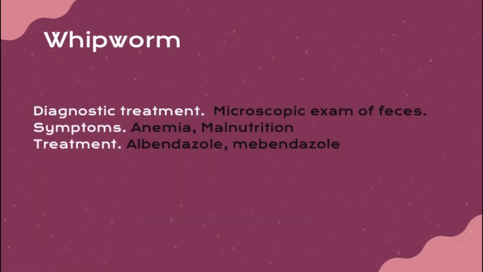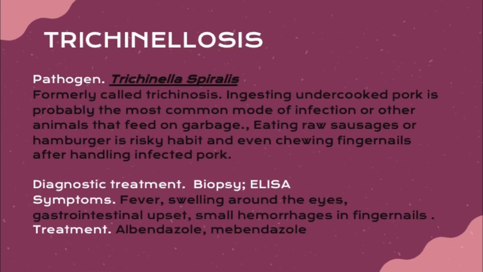That is why trichuriasis can also lead to anemia and malnutrition, resulting in significant weight loss and retarded growth. Diagnostic treatment, microscopic exam of feces, treatment, albendazole and mebendazole. Trichinellosis, so pathogen is Trichinella spiralis, so formerly called trichinosis.